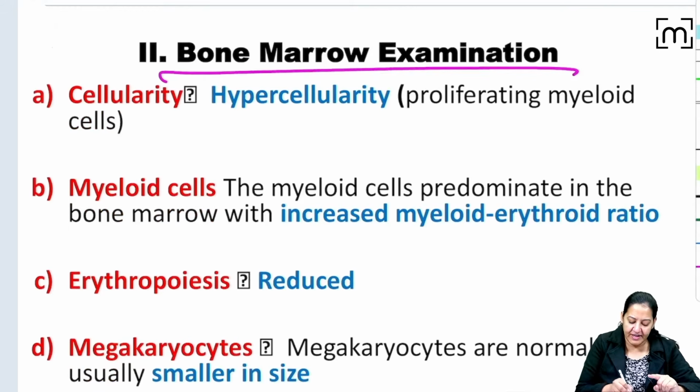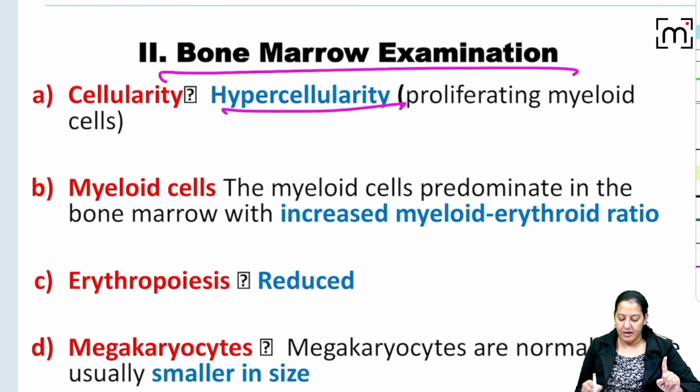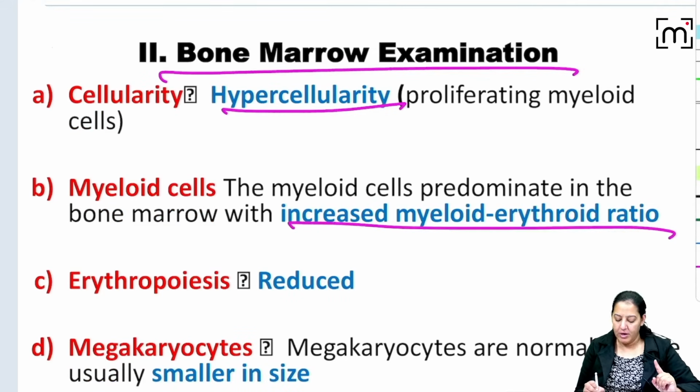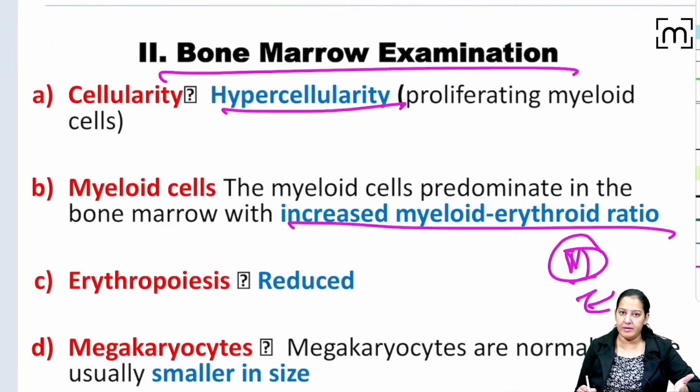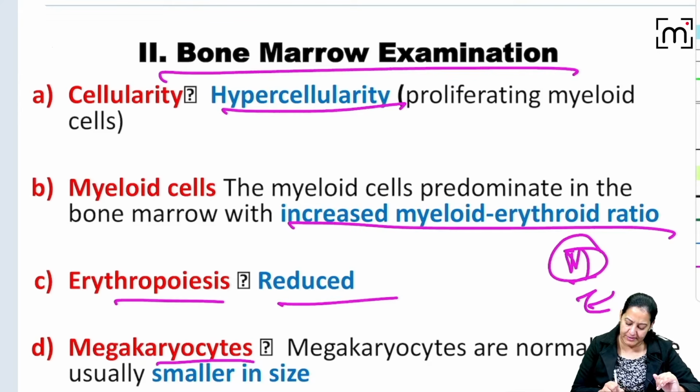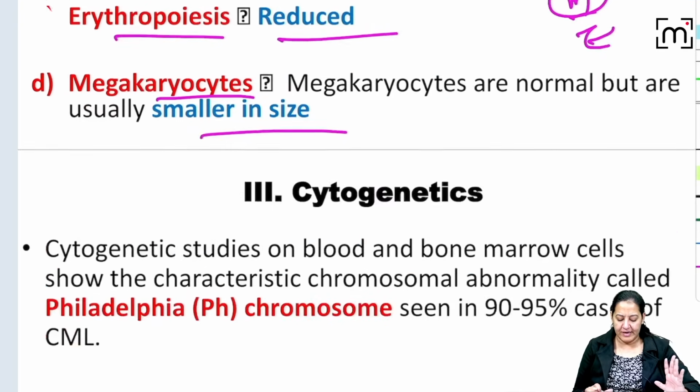In the bone marrow finding, there is hypercellularity number 1. There is increased myeloid erythroid ratio. Now, ME ratio, the M is increased this time. E is not increasing, the numerator is increasing, so the ratio is increased. Erythropoiesis is reduced, megakaryopoiesis is normal or reduced. So that is the bone marrow.